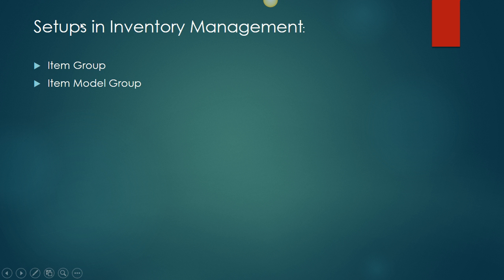When it comes to setups in inventory management, there are two main setups: item group and item model group. In the item group, we have to create a group like electronics, so that I can store all the electronic products in the electronics group. So we divide the products group-wise. The item model group, as I said, is the FIFO and LIFO methods. The FIFO method is commonly used in manufacturing, and the LIFO method is also used.